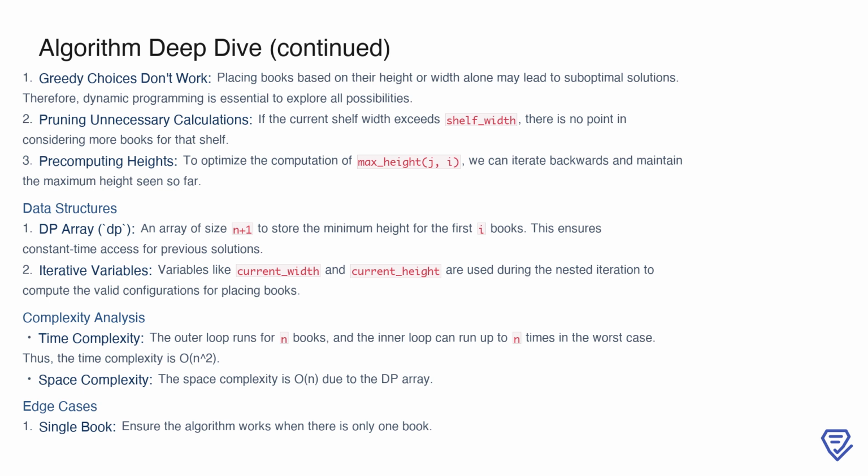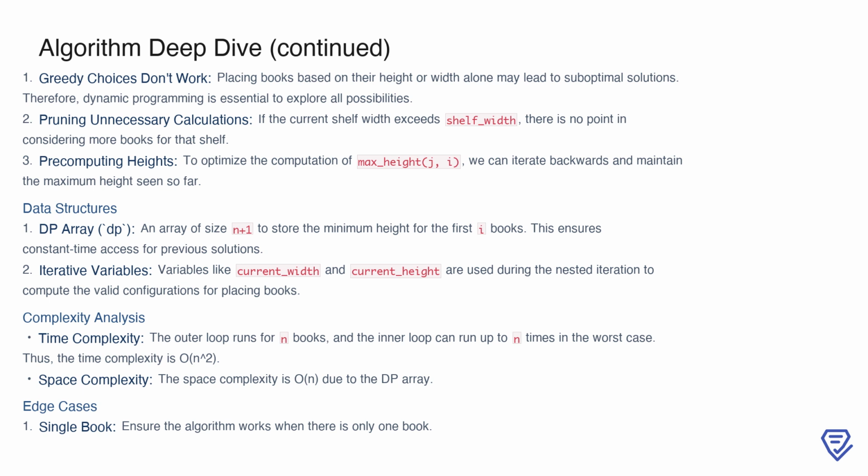This allows for constant time access to previous solutions. During the nested iteration, we also use variables like current_width and current_height to dynamically calculate valid configurations. For complexity analysis, the outer loop runs for n books, while the inner loop, in the worst case, also runs up to n times. This gives us a time complexity of O(n squared). The space complexity is O(n), due to the dp array.